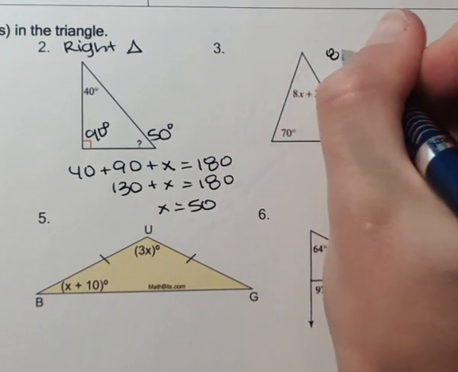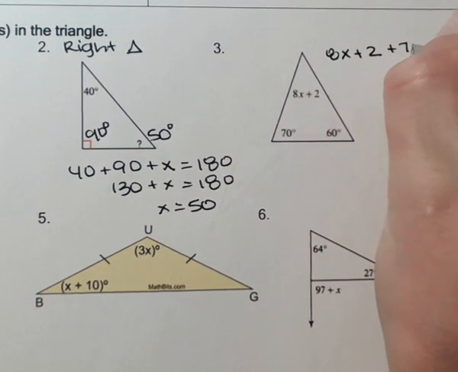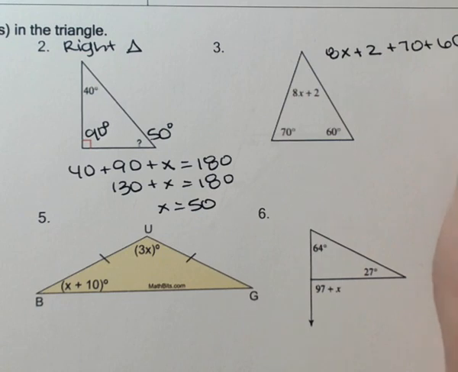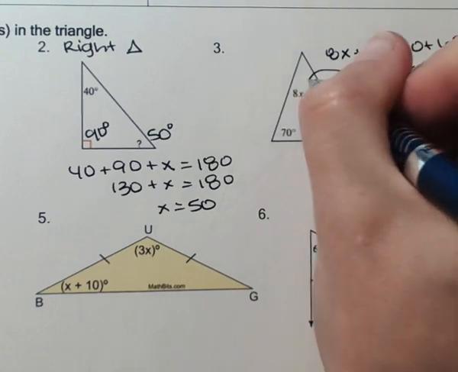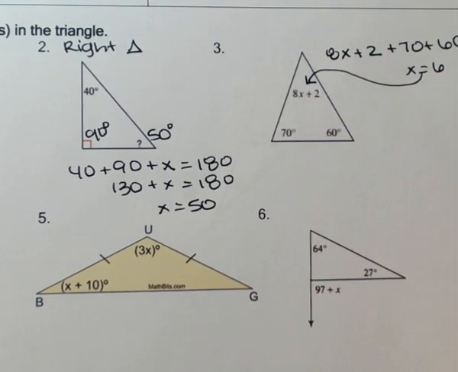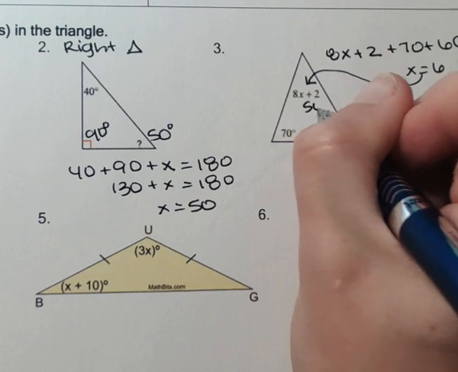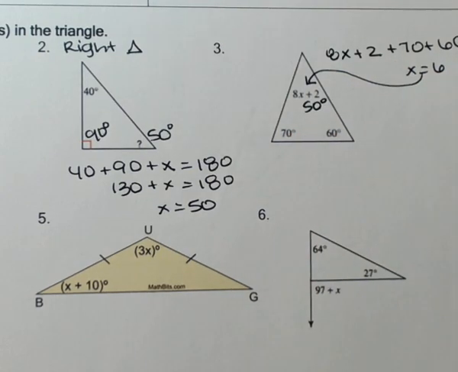All right, number three, still talking about the angle sum theorem. So you're going to take your 8x plus 2 plus 70 plus 60, set it equal to 180, and go ahead and solve. You'll get x equals 6. Just make sure for this one you plug it back in. 6 times 8, 48 plus 2 is 50 degrees for your top angle there.